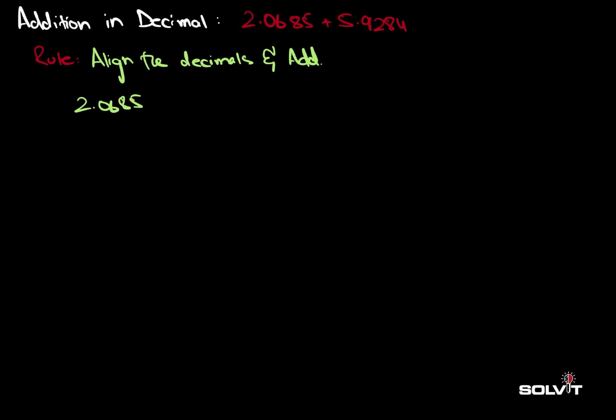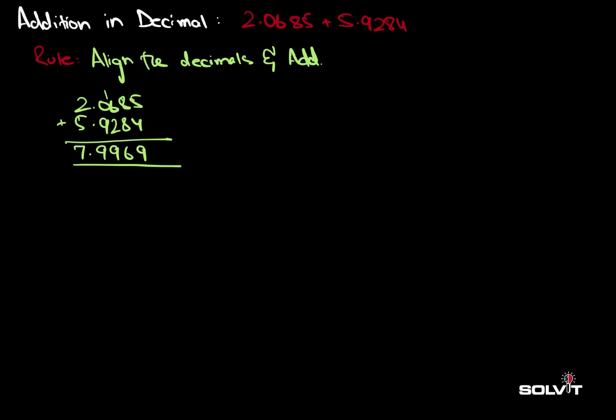2.0685. Now the decimal should come under the decimal. Now we can write 5.9284. So 5 and 4 will add and become 9. 8 and 8 will add and become 16. 1 is carried forward. 6 and 2 would add and become 8, and with the 1 on top of 6, it becomes 9, and then this 7, so 7.9969.